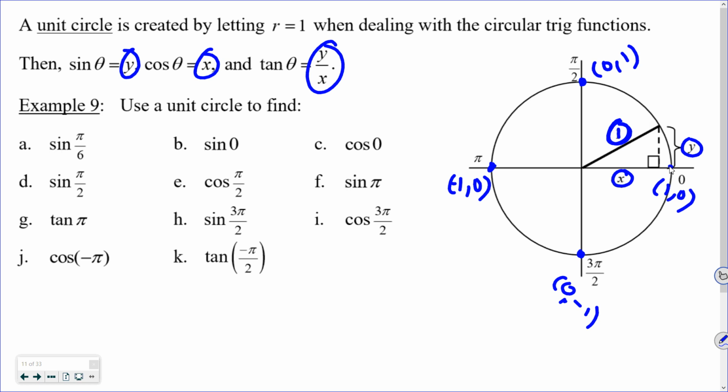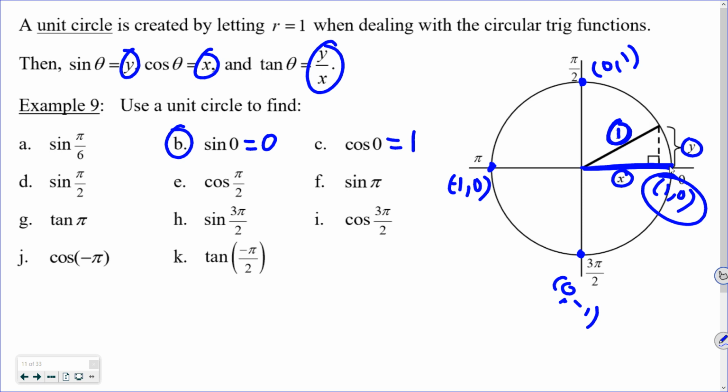Okay, so what that means, let's do this. Let's skip A, the sine of pi over 6. Let's do the sine of 0. Well, 0 degrees is right here. My terminal side and my initial side are right there together. This is the point that goes with it. The sine is just the y coordinate, so it's equal to 0. The cosine of 0, same point, same location, but now it's the x coordinate. That would just be equal to 1.